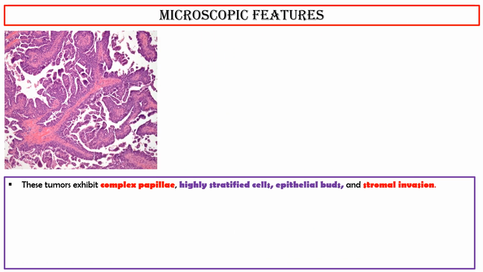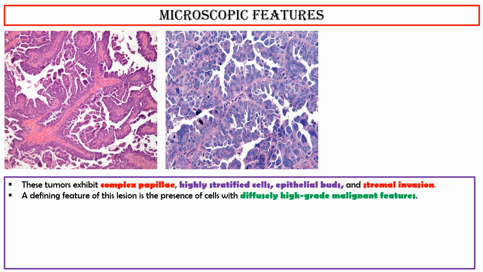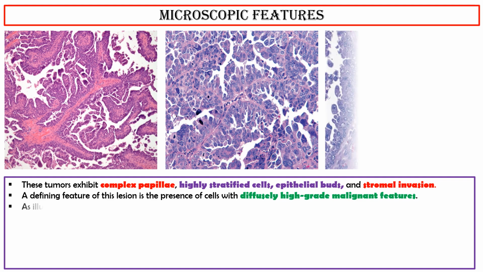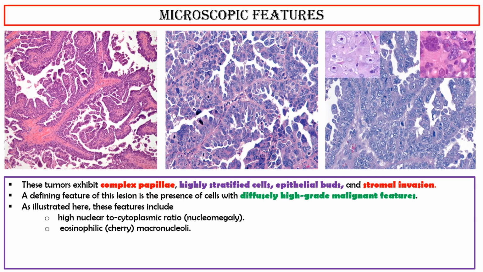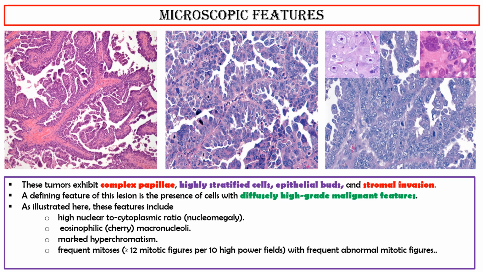Microscopic features. These tumors exhibit complex papillae, highly stratified cells, epithelial buds, and stromal invasion. A defining feature of this lesion is the presence of cells with diffusely high-grade malignant features. As illustrated here, these features include high nuclear to cytoplasmic ratio, nucleomegaly, eosinophilic cherry-red macronucleoli, marked hyperchromatism, frequent mitosis, equal to or more than 12 mitotic figures per 10 high power fields, with frequent abnormal mitotic figures, and multinucleated tumor giant cells.